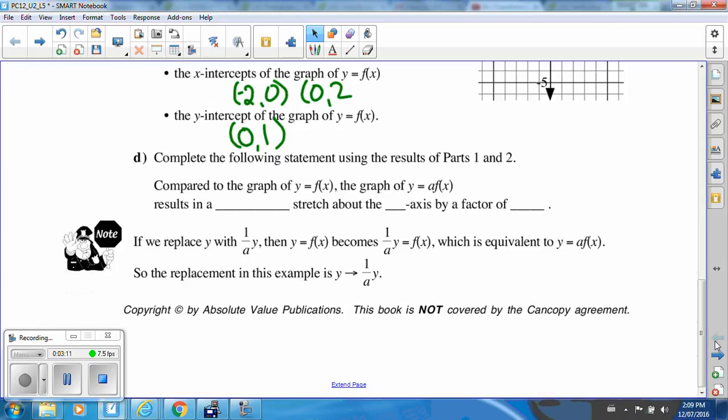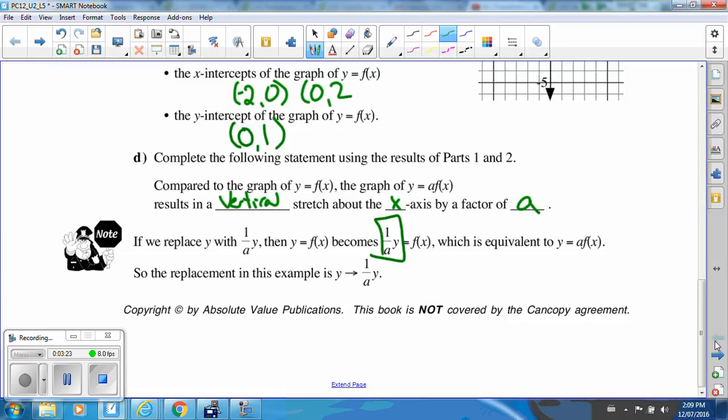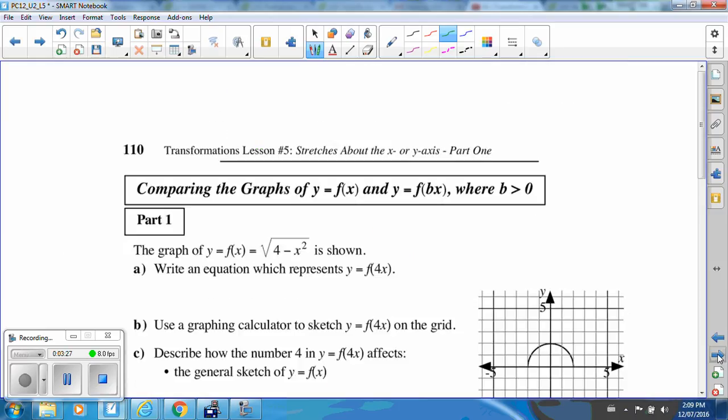So this is a vertical stretch about the x-axis by a factor of a. Now, again, it's actually better to think about it like that. The replacement helps you understand what's going on.